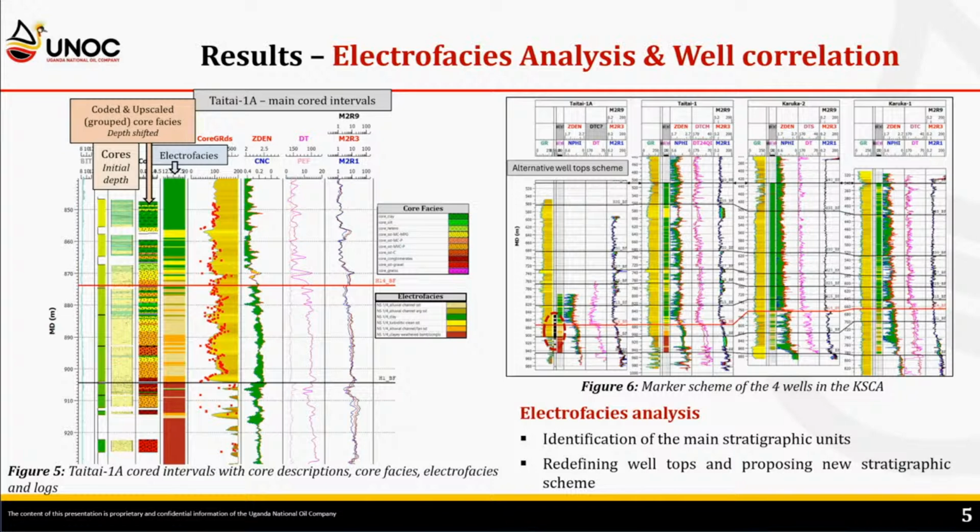Having gotten a match, we were able to extrapolate this interpretation to other uncored intervals in other wells, that is the Karuka 1 and Karuka 2 wells. As a result, we were in a position to identify the main stratigraphic units of this area and also redefine the well tops, hence proposing a new stratigraphic scheme of this area.